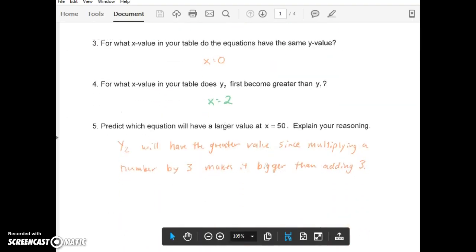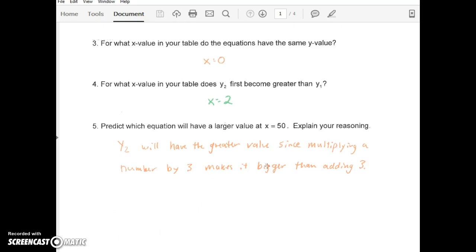And the fifth question, predict which equation will have a larger value at x equals 50. Again, predict, not actually find out, but predict and explain their reasoning. y2 is going to have that greater value because multiplying a number by 3 is way more powerful than adding 3. All right? And we already figured out that at x equals 2, y2 has a bigger value. So at x equals 50, we're going to expect that pattern to continue.